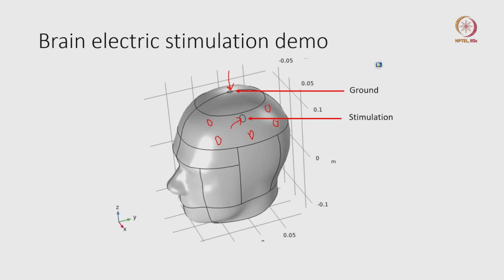But in our example, we are going to start simple. We are going to only use this as a stimulation area and this as a ground region. So let us see how you can do that in COMSOL.